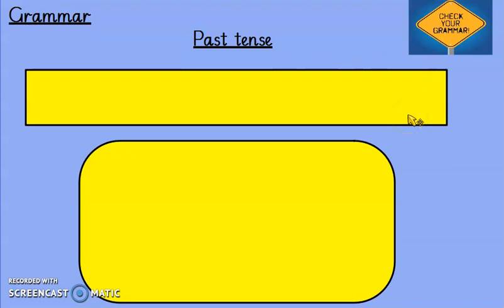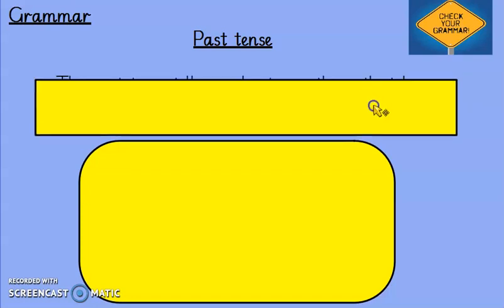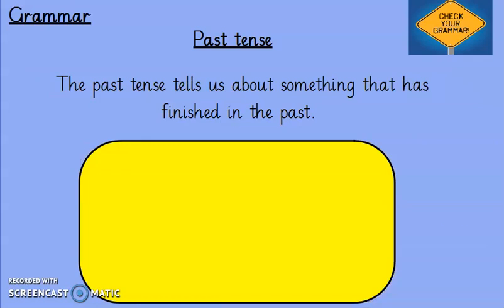Okay, so for our grammar, we have looked at past tense. I want you to quickly turn to your grown-up in 30 seconds and just quickly tell them, what is the past tense? What does it actually mean? Okay, so the past tense tells us about something that has finished in the past. It's already happened, an action that's already happened.